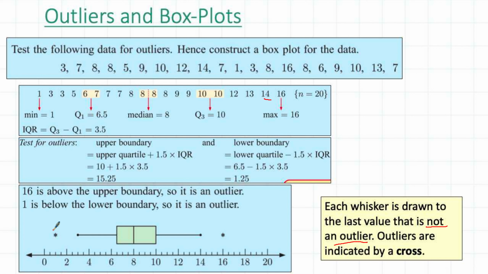And then the outliers are indicated by a cross. I know it looks like a star here, but the official IB guide says a cross. So you indicate it by a cross to show that they are outliers. And then the median, the Q1 and the Q3 remain the same.